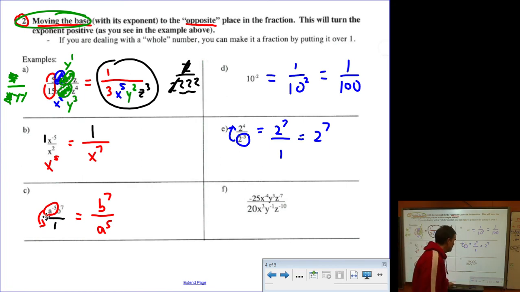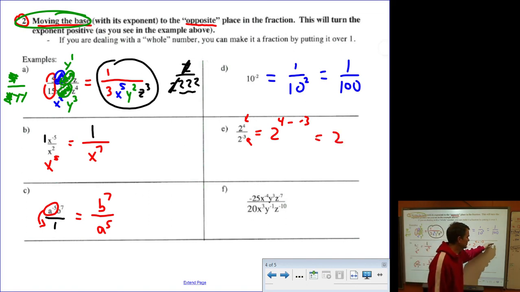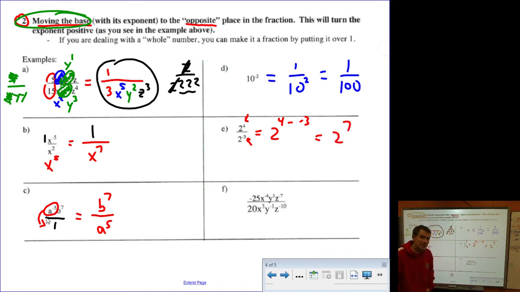Let me show you also, just for fun, how that also works with our quotient rule. Remember, when you're dividing things with the same base, you can actually subtract the exponents. So this would be 4 minus negative 3. And 4 minus negative 3 is also 2 to the 7th. So the subtracting exponents rule would work there also when you're dividing. Same answer. And last up, I have F.